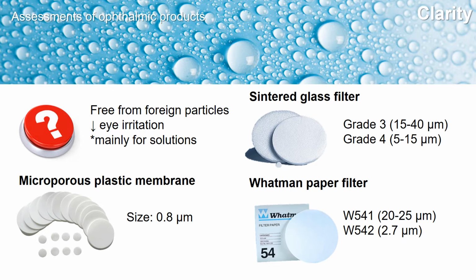However, we have to ensure that 90% of insoluble particles must not exceed 5 microns and no particle has maximum dimension more than 50 microns. To get a clear solution, we can use filtration using different types of membranes of various pore sizes. For example, microporous plastic membrane, sintered glass filter, and Whatman paper filter. Sintered glass filter grade 3 is commonly used in our dispensing laboratory.